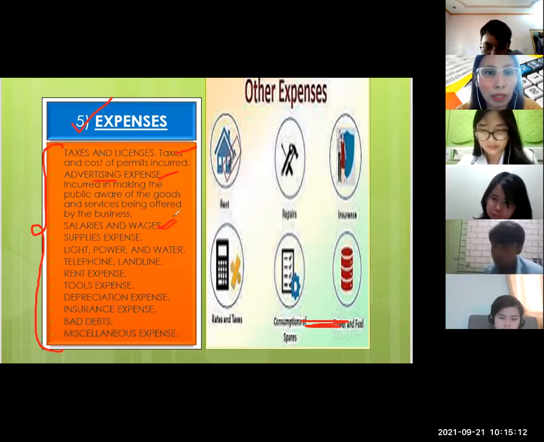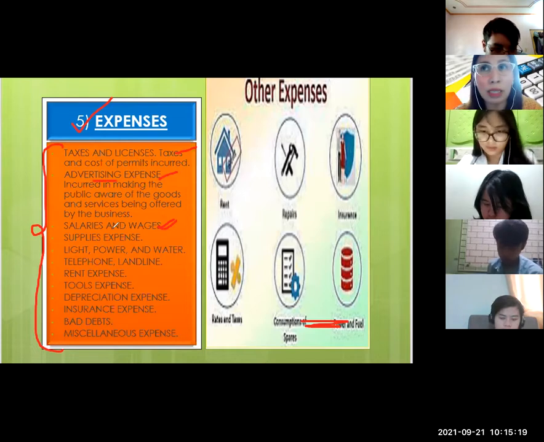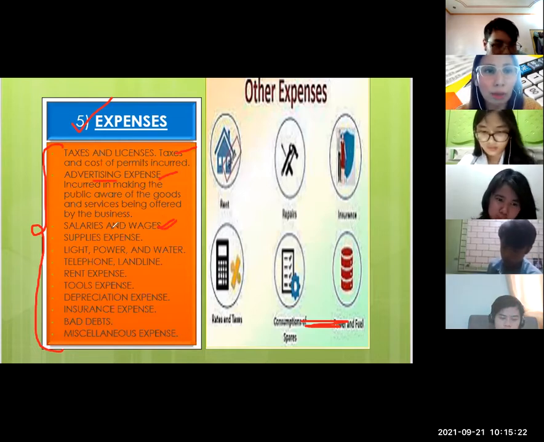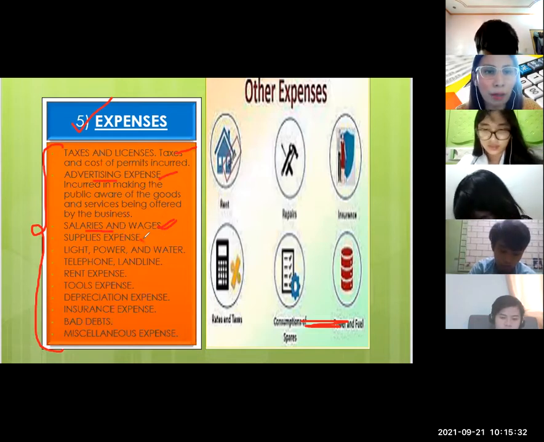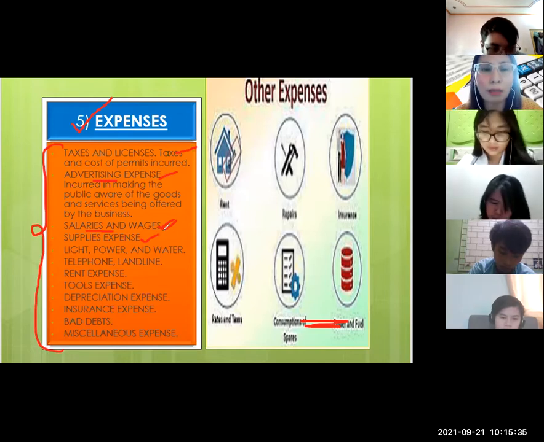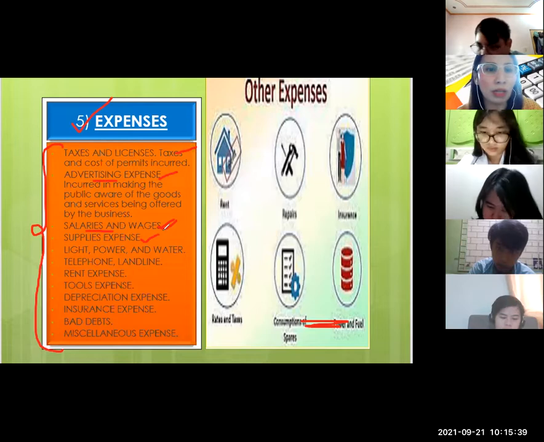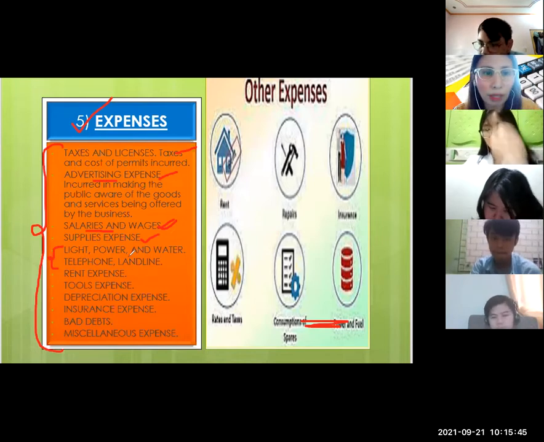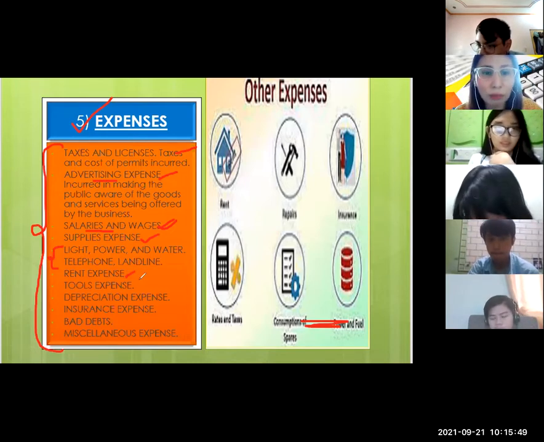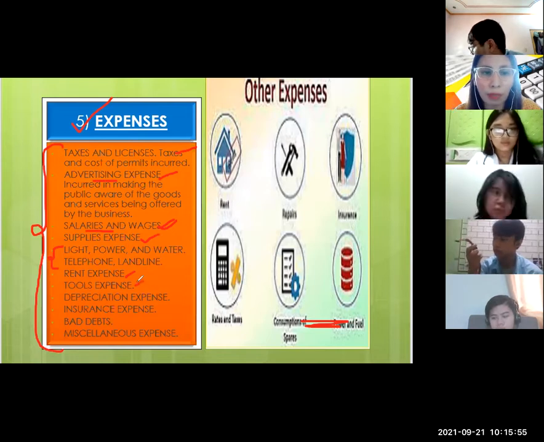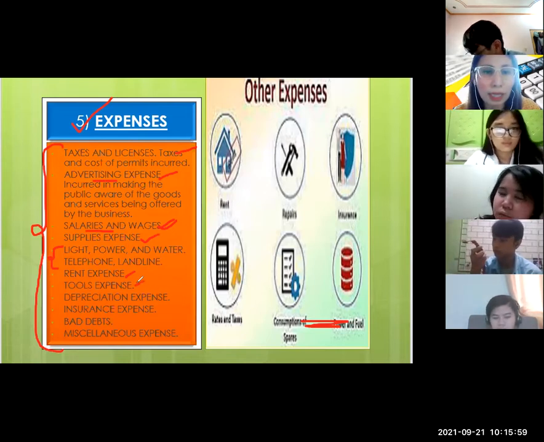mga helpers or workers properly. Kailangan na babayaran sila ng tama. Pag nagsisweldo kayo sa mga empleyado nyo or workers, that will be considered as your expense. Okay? Yung kanilang salaries and wages. Ano pa? Mag-i-stocks kayo, additional supply sa business, may babayaran kayo, expense din yun. Kuryente, telephone, internet, these are utilities expense. Kapag nag-rent lang ang business, bayad din yun, expense din yun, additional cost. Kapag may mga kailangan bilihin, okay, tools, expense din yun.